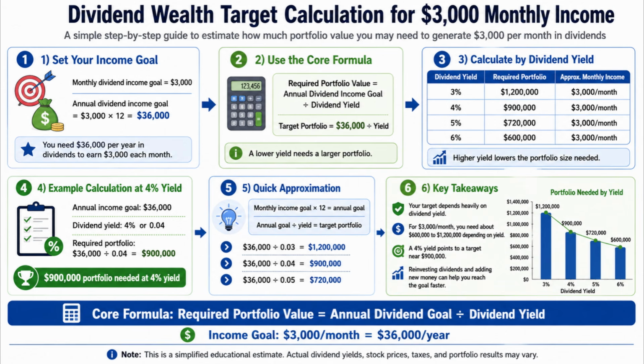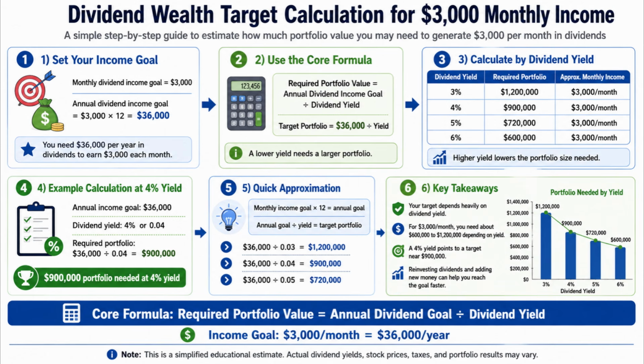Therefore, the key takeaway is that your dividend wealth target depends heavily on the dividend yield. For a $3,000 monthly dividend goal, you may need somewhere between $600,000 and $1,200,000, depending on the yield. A 4% yield gives a target close to $900,000, while a lower yield requires a larger portfolio. In addition, reinvesting dividends and adding new money regularly can help you reach the target faster. Consistent investing, time, and portfolio growth can make a big difference when building dividend income for the long term.